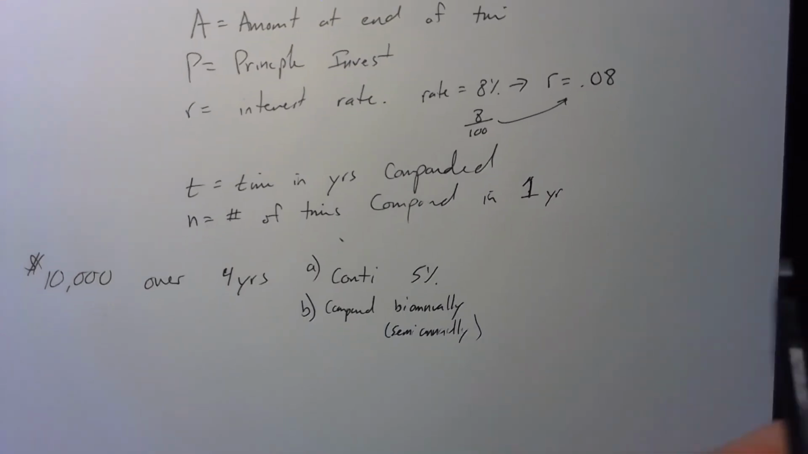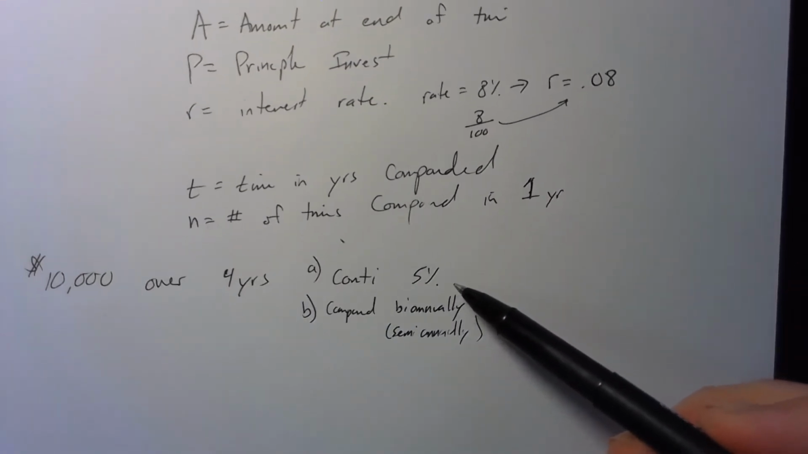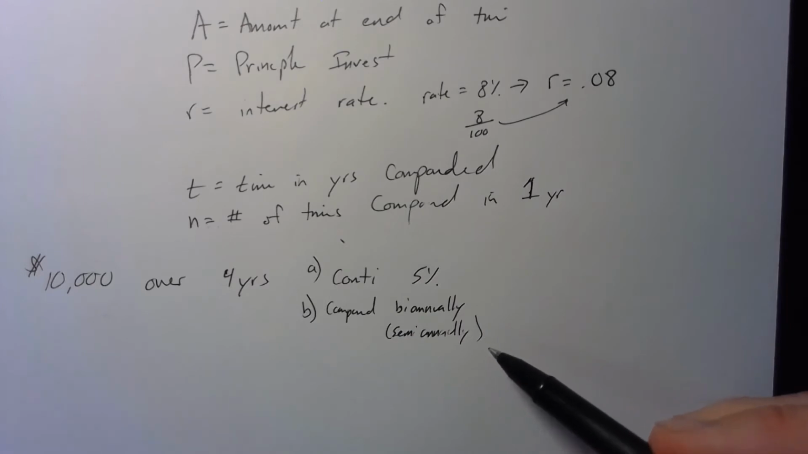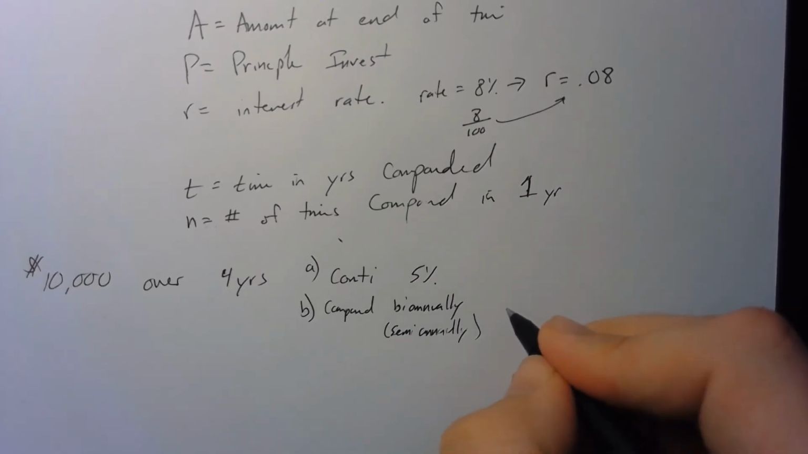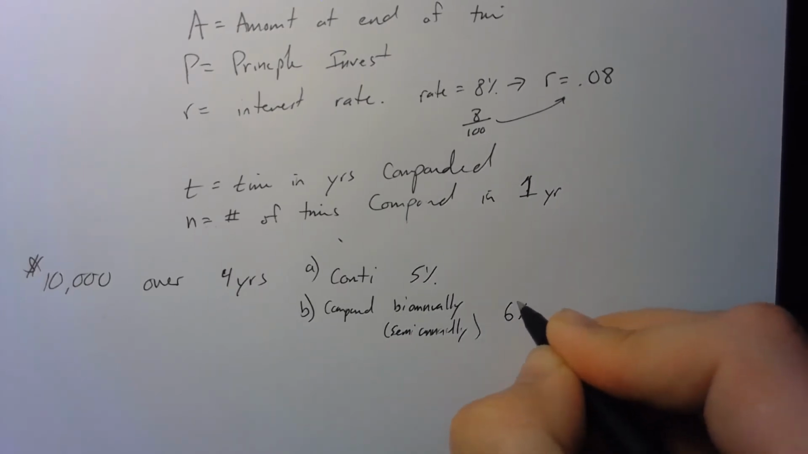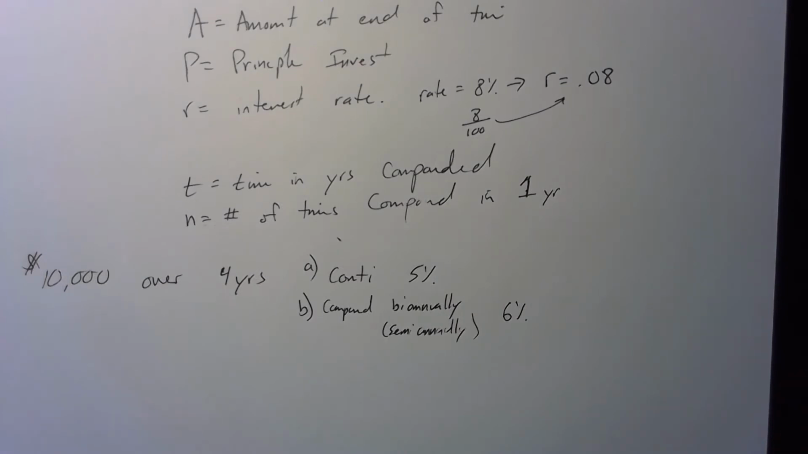So you have one account that's continuously compounded at 5%. You have another compounded biannually, but we're going to say that's at, let's just go 6%. Let's do something smooth. So with all that being said, you know how much you're investing, you know how many years you're going to put it in the account for, and you know your interest rate. The biannually also is important. The biannually simply tells you your n value is going to be 2.